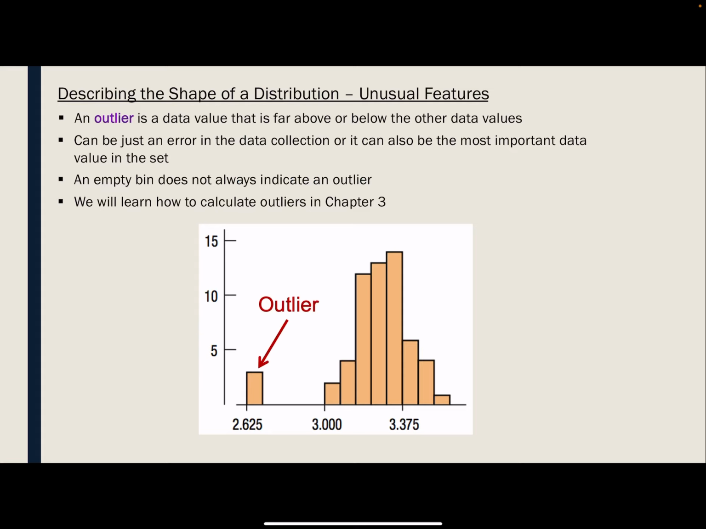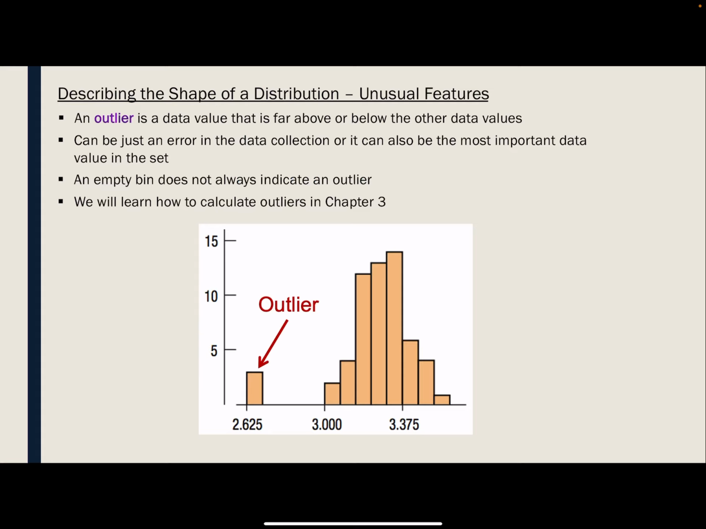The last aspect of shape is to talk about the outliers, or any unusual features. An outlier is a data value that is far above or far below the other data values. It could be that there's just an error in the data collection, or it could be that that outlier is a really important value. So, for example, say that you're collecting data on heights of college students and somebody puts down 3. You know that that's going to be some kind of error, right? That doesn't make any sense.